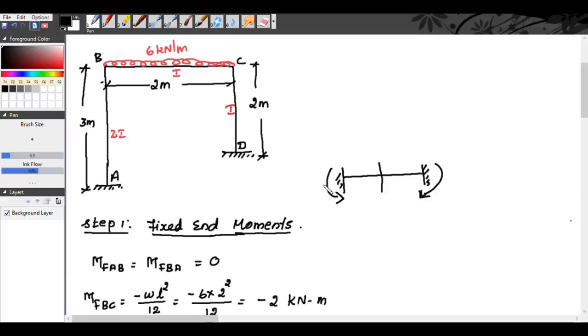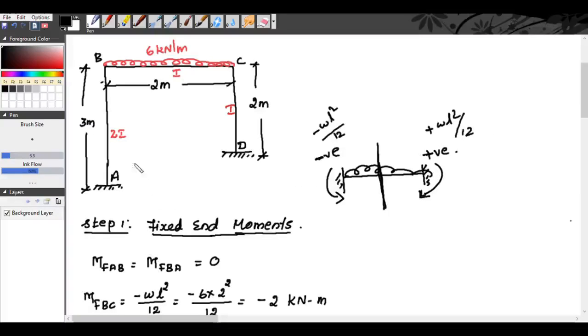Since the moment is hogging, we will have an anti-clockwise moment at the left support and a clockwise moment at the right support. Clockwise we consider as negative and anti-clockwise as positive, as per the sign convention used here. The values for fixed end moment, since it is UDL, are minus WL square by 12 at the left support and plus WL square by 12 at the right support.